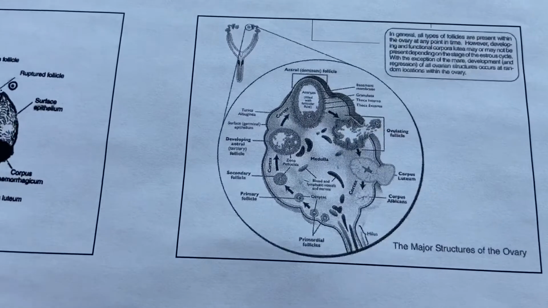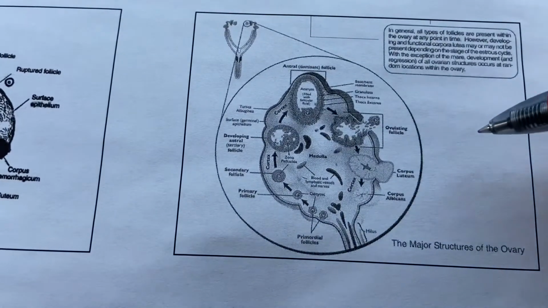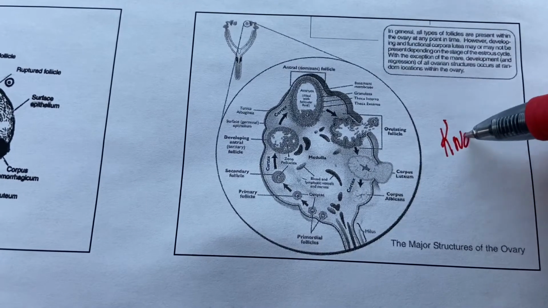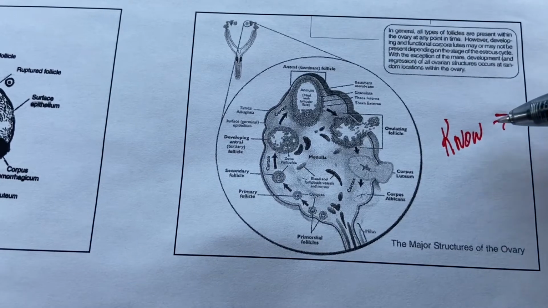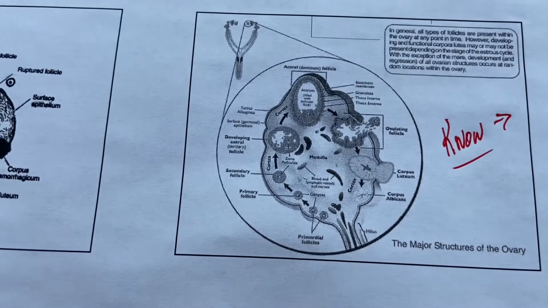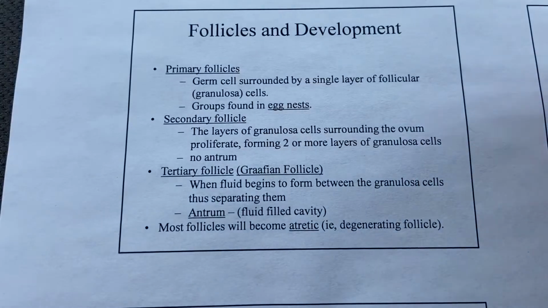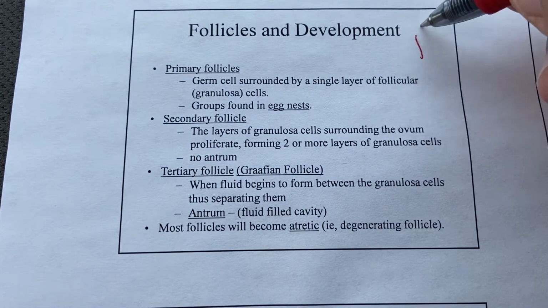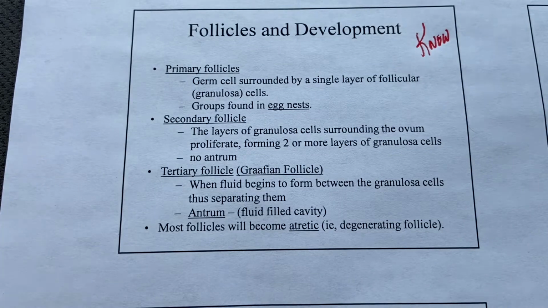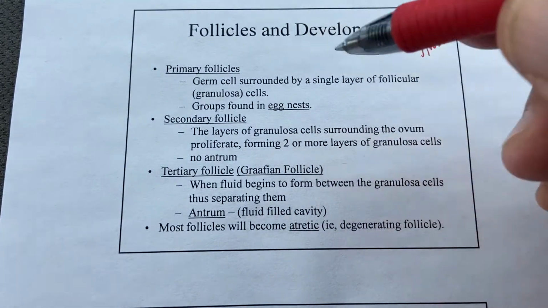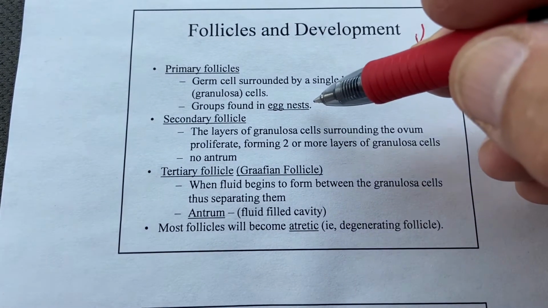The major structures of the ovary, make sure you know them. And if you happen to draw that out on that other sheet, you're going to have to know and understand exactly the process and what goes through. Now, make sure you know, guys, and you understand these. If you draw that process out in terms of follicular development, you're going to realize those primordial follicles are going to be those that are in the egg nest.